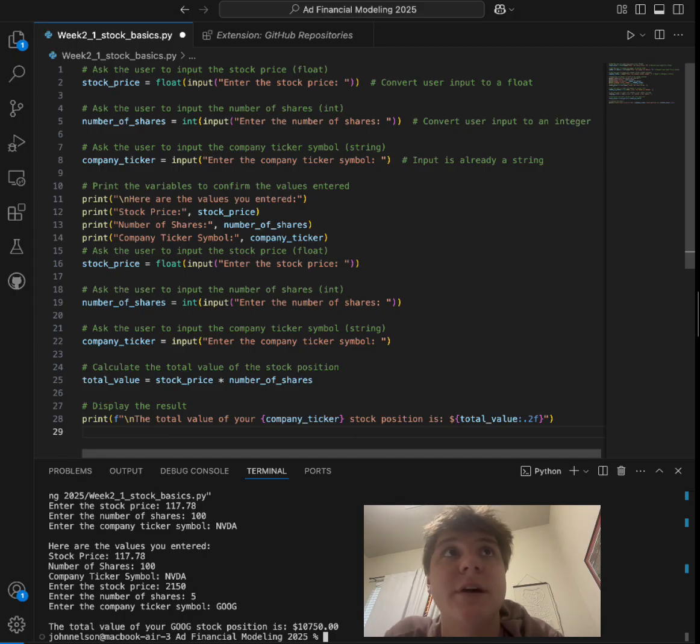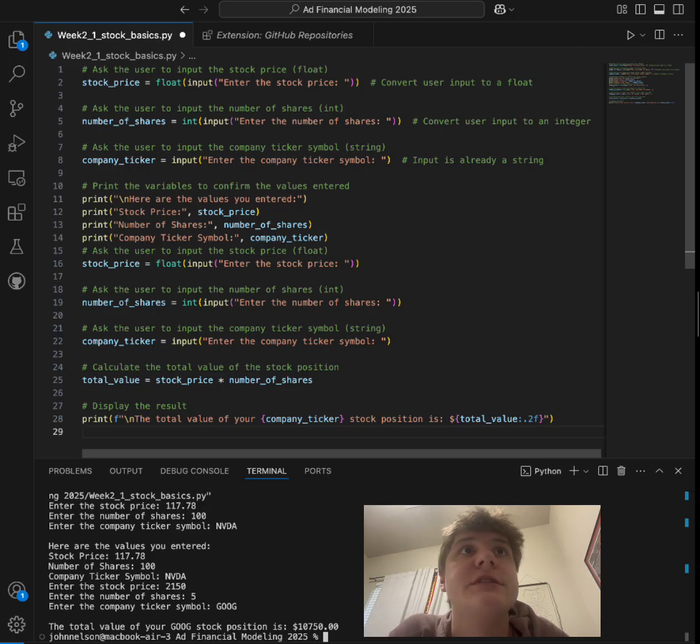So as you can see above, line 1, number sign, ask the user to input the stock price, float. Stock price equals float, input, parentheses, quotations, enter the stock price, quotations, parentheses, number sign, convert user input to a float.